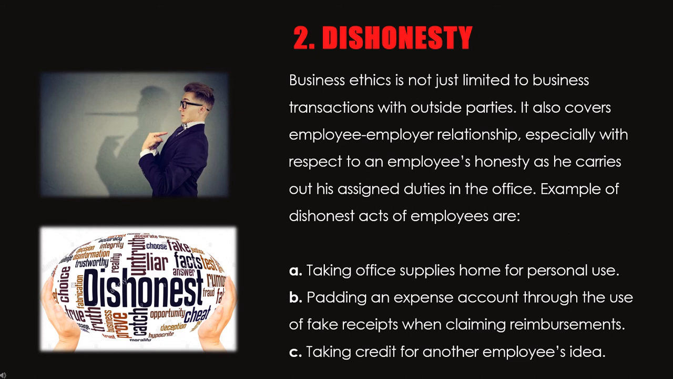Business ethics is not just limited to business transactions with outside parties. It also covers the employee-employer relationship, especially with respect to an employee's honesty as he carries out his assigned duties in the office. Examples of dishonest acts of employees are: A. Taking office supplies home for personal use. B. Padding an expense account through the use of fake receipts when claiming reimbursement. C. Taking credit for another employee's idea.